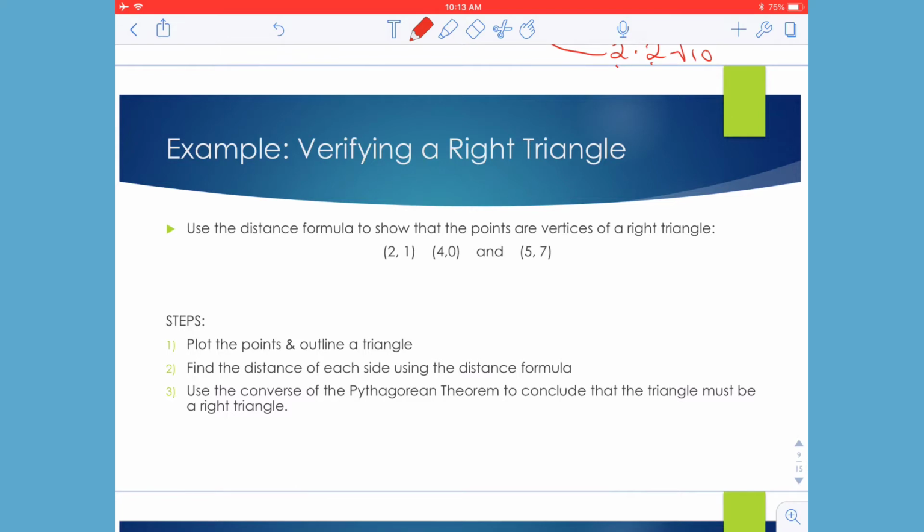It says utilize the distance formula to show that the points are vertices of a right triangle. I've given you the coordinates along with the first 3 steps. I'm going to encourage that you pause this video, write down your steps, begin to graph and plot your points, and see if you can work through this problem, as on the next slide I'm going to begin working out the solution.